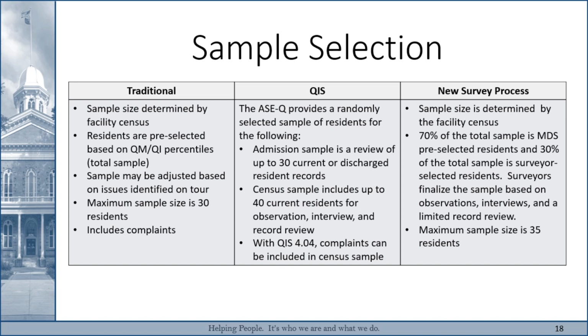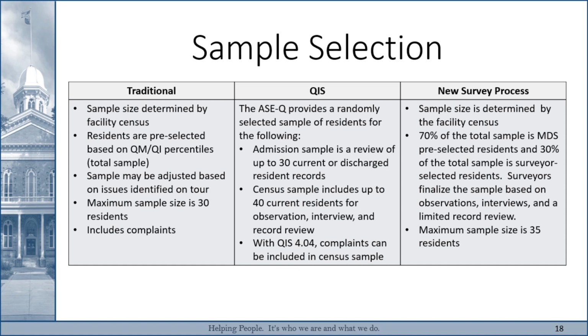The sample size for the new survey process will be based on the facility census. The sampling approach for the new survey process is different than either current process. The sample of the new survey process includes 70% of MDS pre-selected residents and 30% surveyor-selected residents.